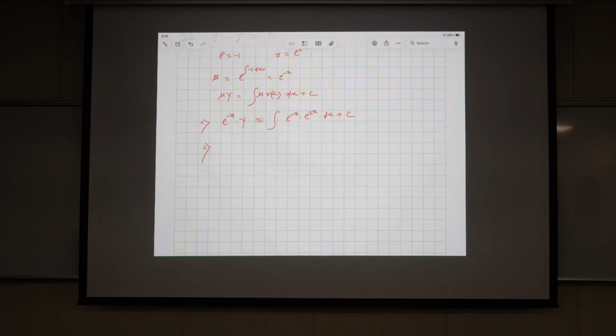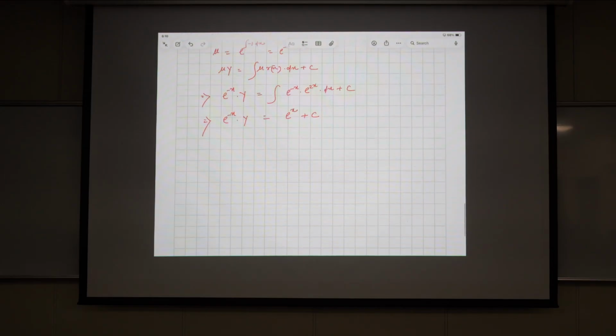That implies e^(-x) times y is equal to, how much is this one? e^x plus c. You can take the e^(-x) to the other side, that means y is equal to e^(2x) plus c e^x, something like this. That's your answer.